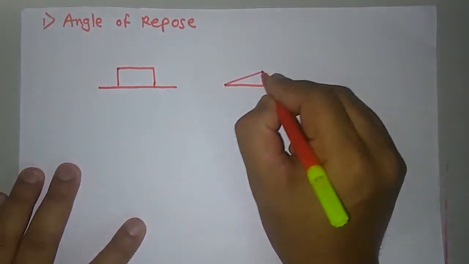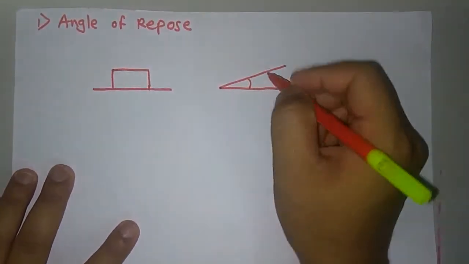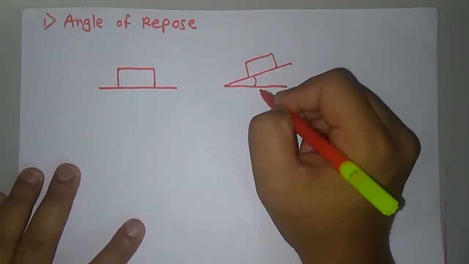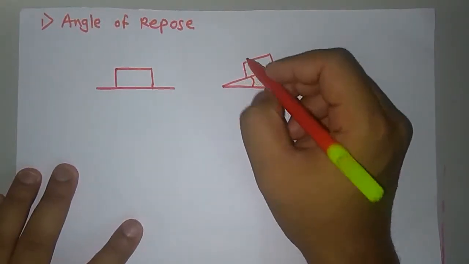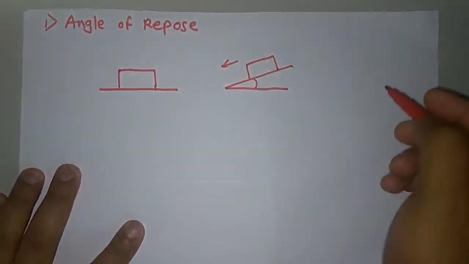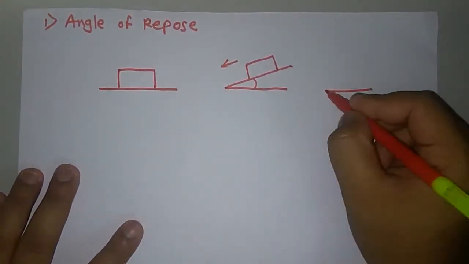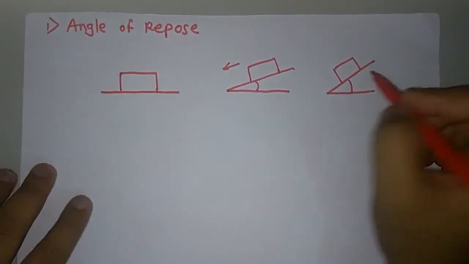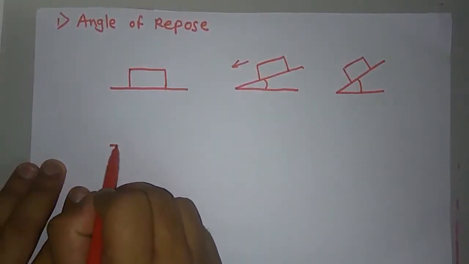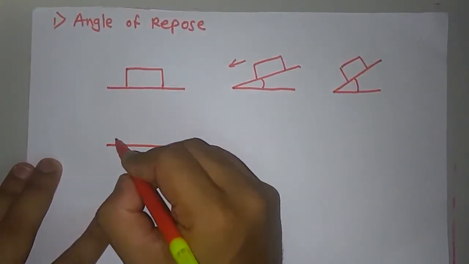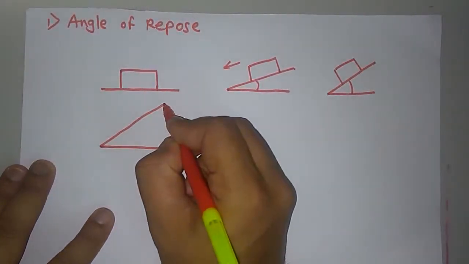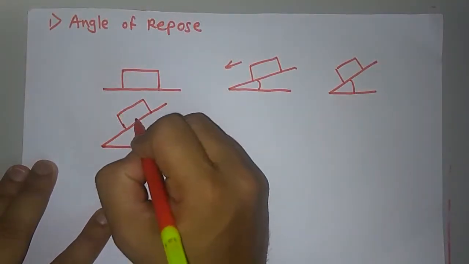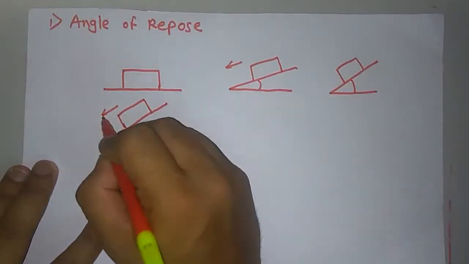Let's suppose at a particular angle, the block is here. At this angle also the block is not moving in this direction. Again I am inclining this, again the block is not moving. Now when I incline this plane to an angle such that this block starts to move in this direction.